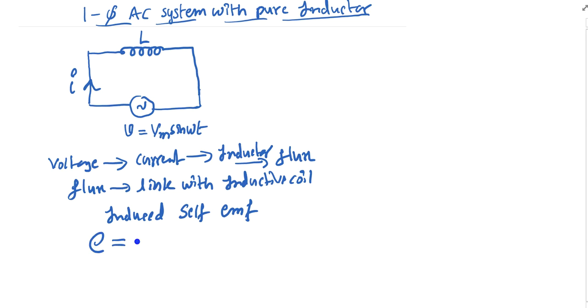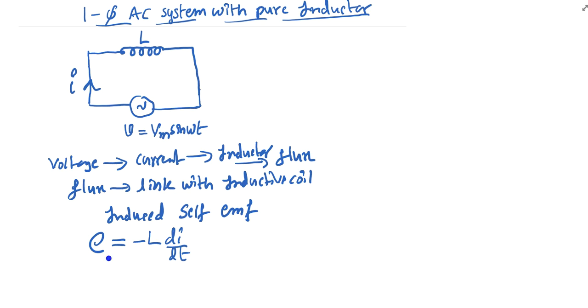If you write the mathematical expression for the self EMF, the self EMF E is equal to minus L di by dt. This is the expression for induced EMF in the coil. So what is this phenomenon? Whenever the flux is linking with the inductive coil, the EMF is induced. That phenomenon is called Faraday's law of electromagnetic induction. We will see the details when we study the electrical machines.